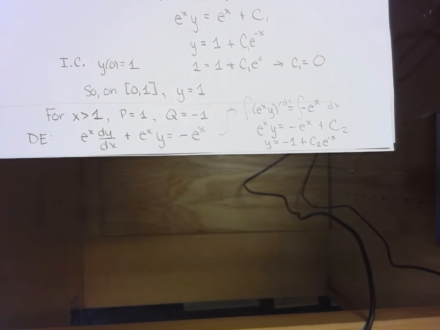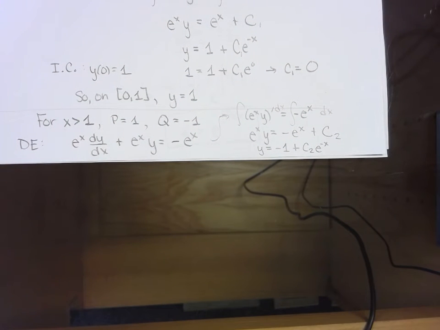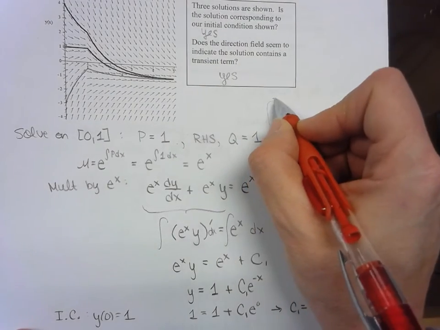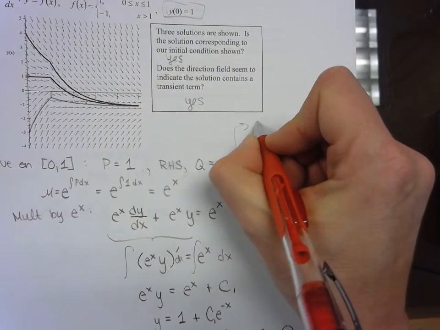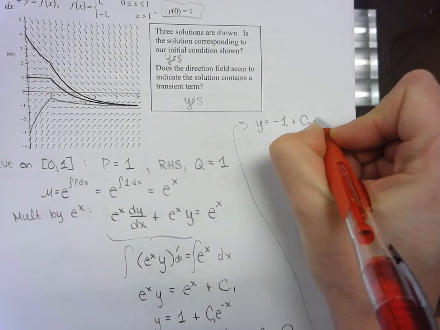But we still want to solve for c2. And we can't use the y of 0 equals 1, because we can only use x's greater than 1. But this is where the fact that we're trying to find a continuous solution comes into play. So I'm going to have to continue over here. So what did I have? y equals negative 1 plus c2 e to the negative x.